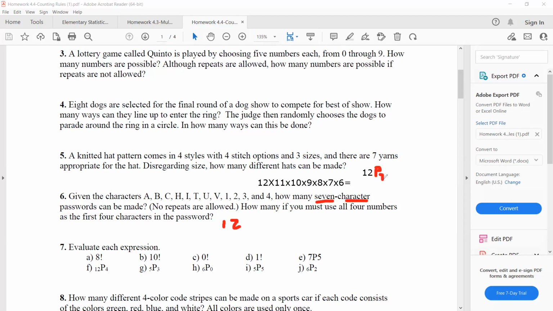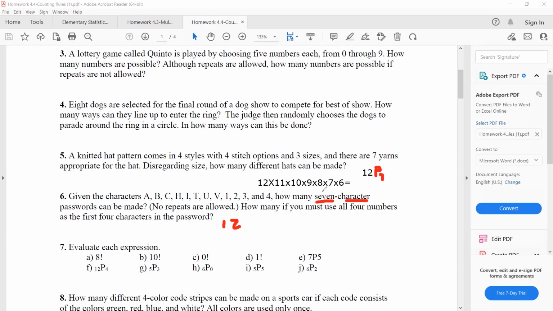You could also write it this way. Either this way, some people write it out, or you could write that, or you could write this and then write that, however you want to do it. But that's if you don't repeat. Now, here it says how many if you must use all 4 numbers in the first 4 characters of the password.